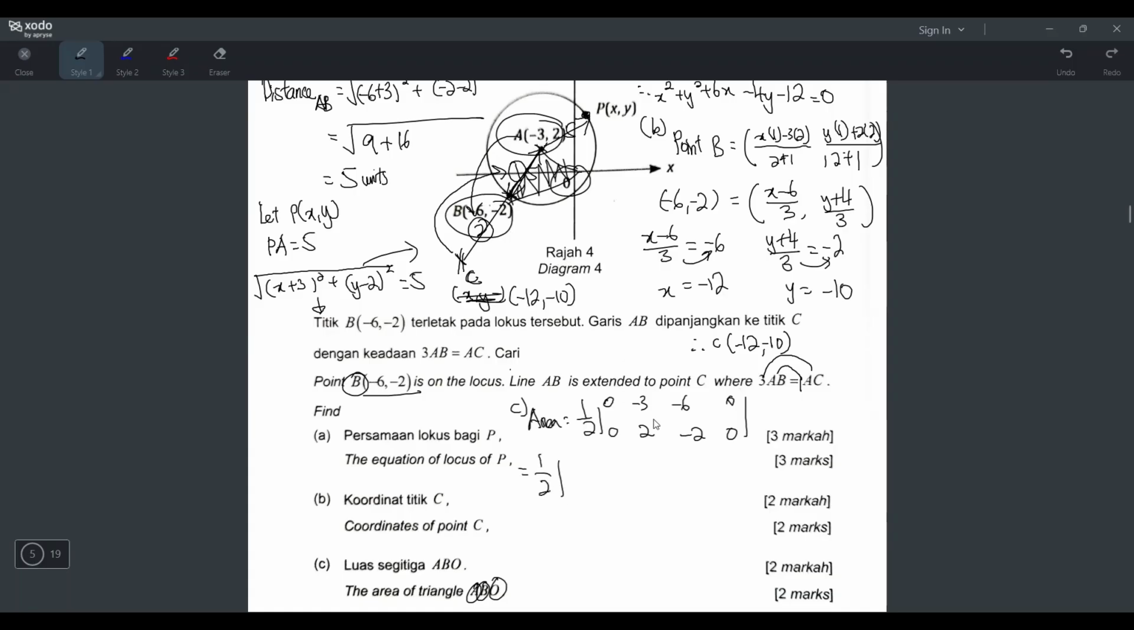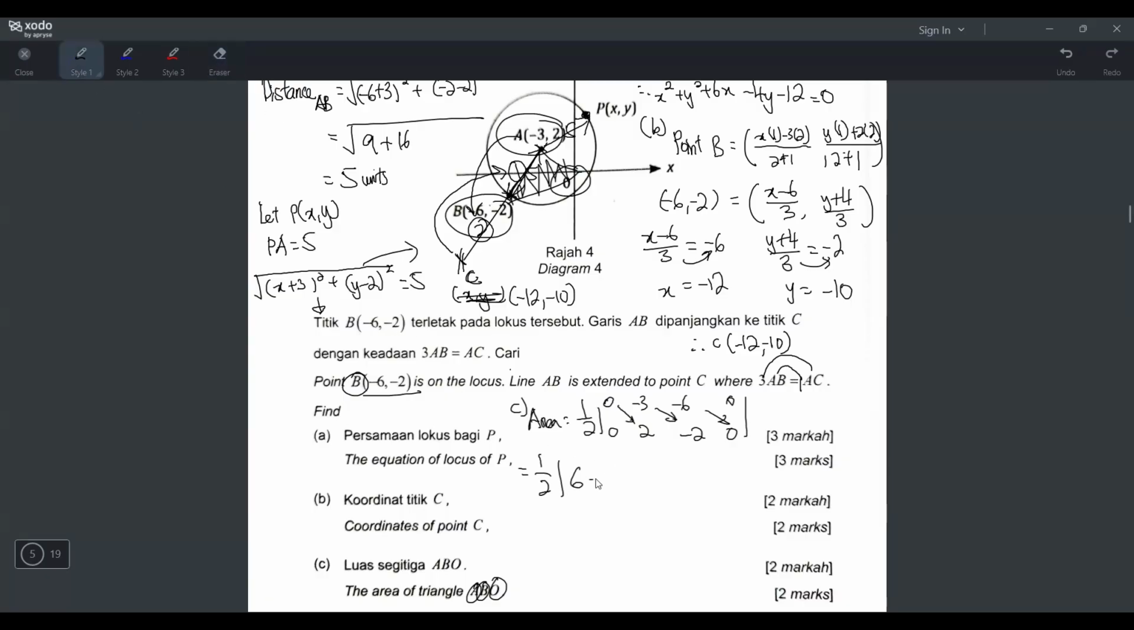Okay, now it's time to multiply. But when you multiply, you have to start from the top and then multiply diagonally. So 0 times 2 is 0, no need to write. And then plus negative 3 times negative 2, which is positive 6. And then plus negative 6 times 0, which is 0, so no need to write. And then minus.